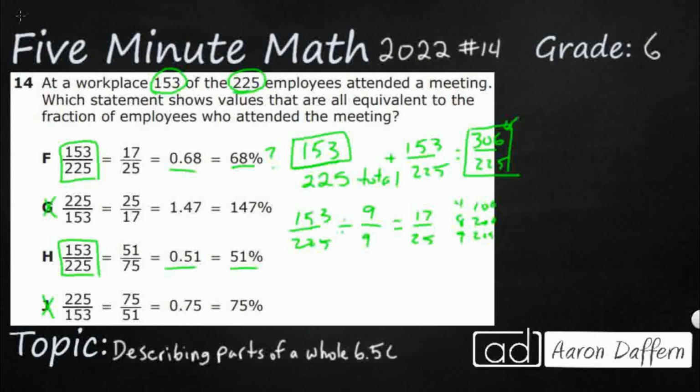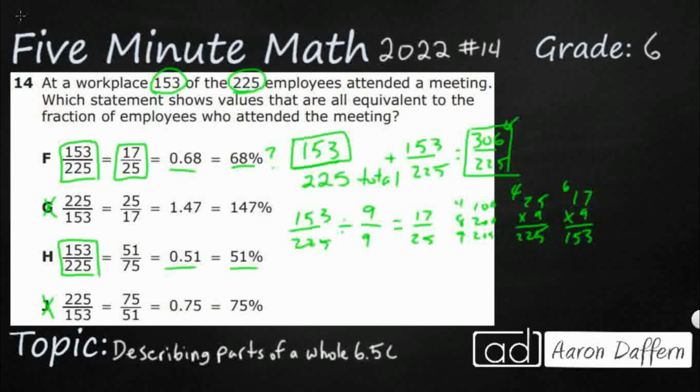So let's just double check. 25 times 9, that's going to be 225. Yeah, that works. So 17 times 9 makes 153. Let's see, that's going to be 63. Yes, it is. 9 times 1 is 9. Add the 6, you get 153. Okay, so this checks out right here.